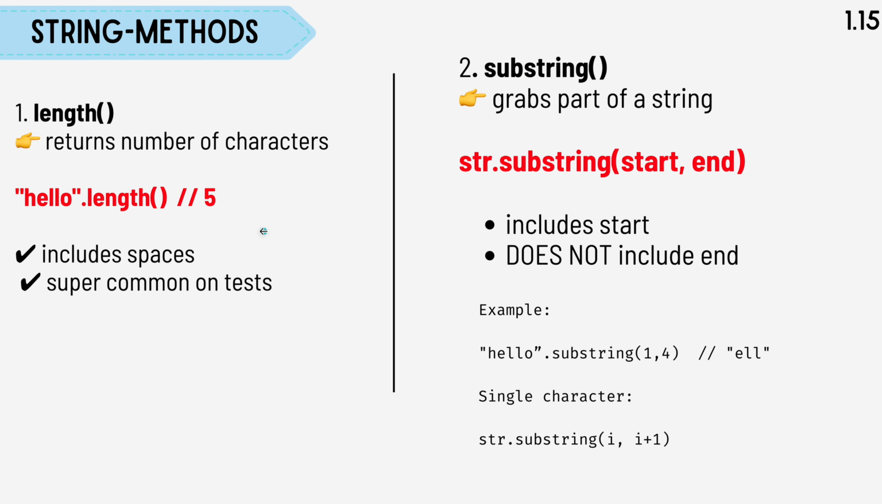String methods include length. It just gives you the length of whatever word you did. Substring gives you the word from the start to the end, and it does not include the end. So over here for hello, I did 1 to 4. So 0, 1, 2, 3, 4. So it's just going to give me 1, 2, 3. Mind you, it starts at 0. If you guys don't know that, indexing starts at 0.